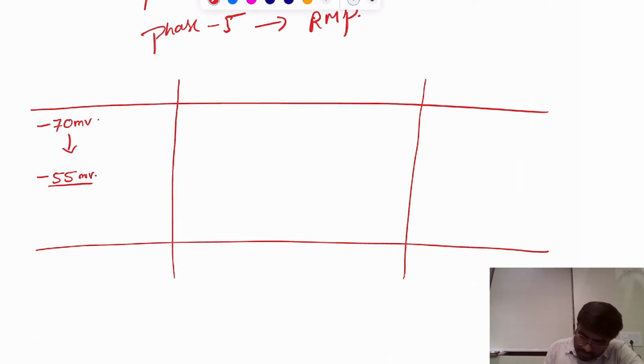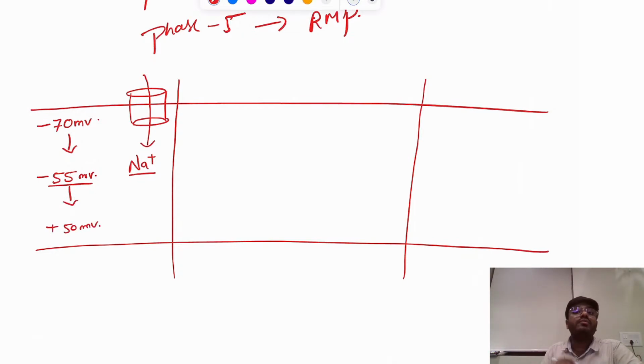Now what happens is, the voltage gated sodium channels are going to open. These are the voltage gated sodium channels. They are open, and sodium comes into the cell. Because of this sodium, it becomes plus 50 millivolts. Lots and lots of sodium is coming into the cell. Now this region has undergone depolarization. Activated, depolarized. The membrane becomes positive, the voltage becomes positive.